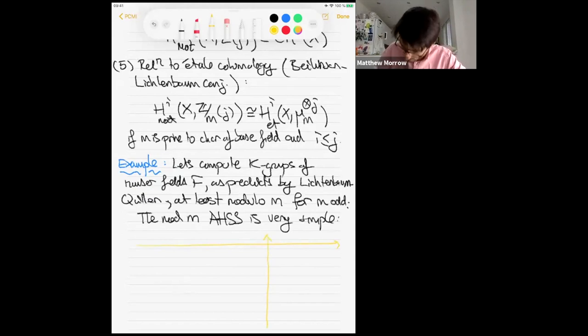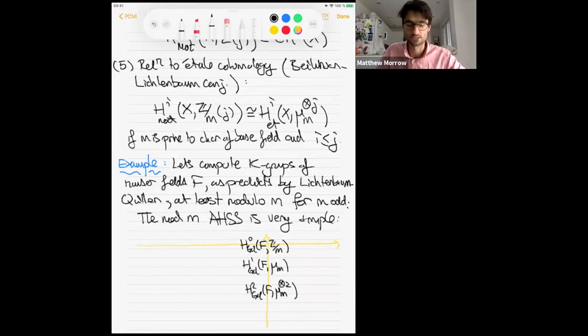So here's where I put my H0, Galois cohomology of F with coefficients in, I guess, just Z mod M. And then as I go down the vertical axis, I get Galois cohomology of F with coefficients in mu M. Then I get an H2 with coefficients in mu M tensor 2. And then I would get an H3 with coefficients in mu M tensor 3, except I don't, because M is odd and the cohomological dimension of F being a number field is at most 2. So I don't get any H3.